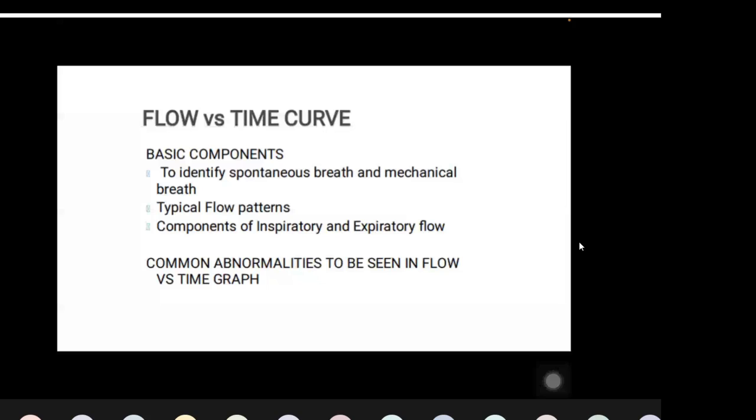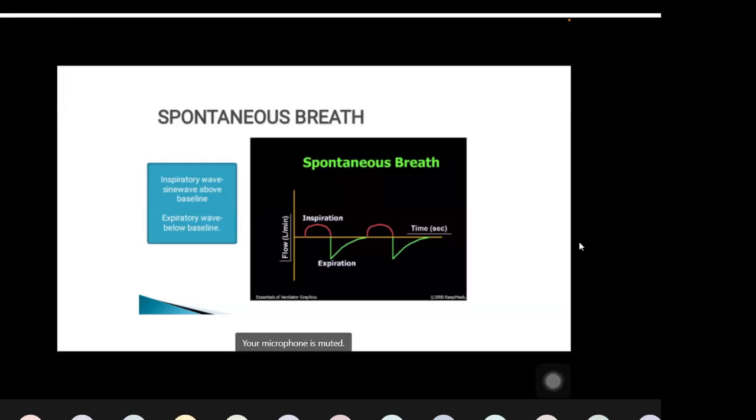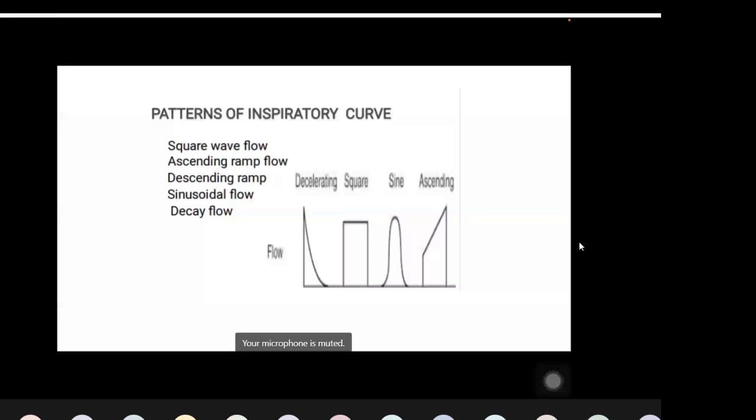So this is a typical spontaneous breath. In a spontaneous breath, typically the inspiration will be above the baseline, expiration will be below the baseline, and it will produce a sine pattern. In a mechanical breath, again, the inspiratory flow pattern will be above the baseline and the expiratory flow pattern will be below the baseline. There are various different types of flow patterns seen, like the square form, the decelerating form, the sine form, and the ascending form. In most cases of volume control ventilation, we use a square waveform.